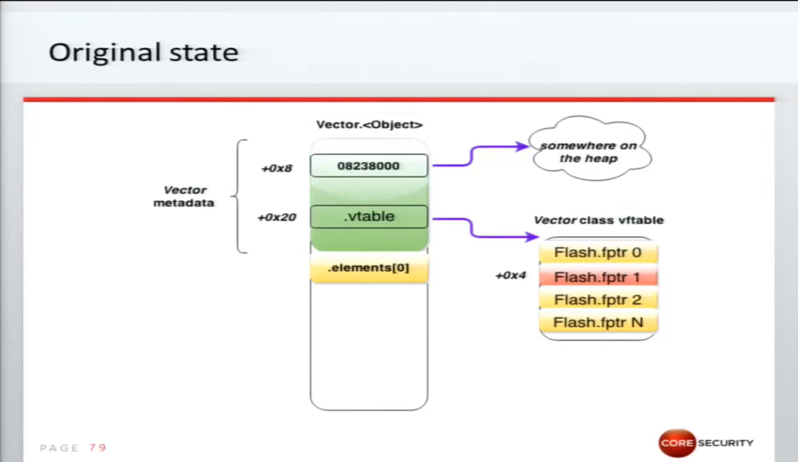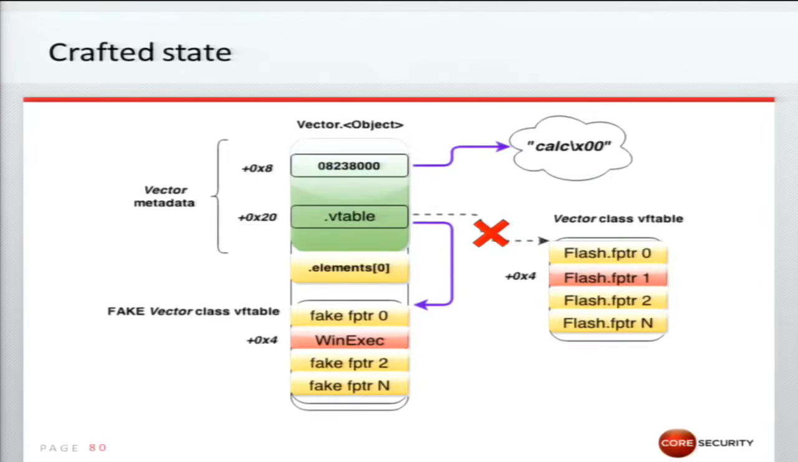So, the exploitation idea is to create this state. By using our write primitive, we are writing the string we want to execute, that is calc plus the terminating null. And also, we are overwriting the vtable pointer, so now it points to our fake vtable. And our fake vtable at offset 4, that is its second element, contains the address of the winexec function. So, after corrupting the vector object this way, when we call toString on this vector object, that will result in a call to winexec with calc as its argument.